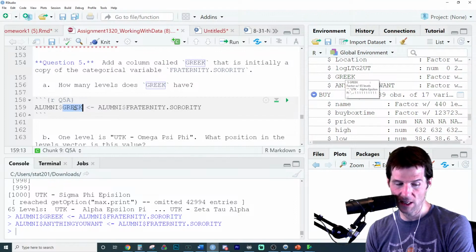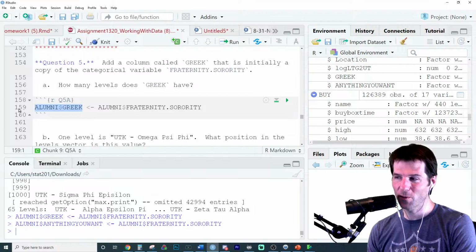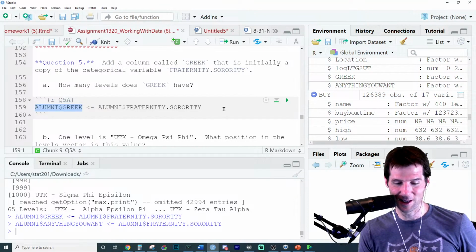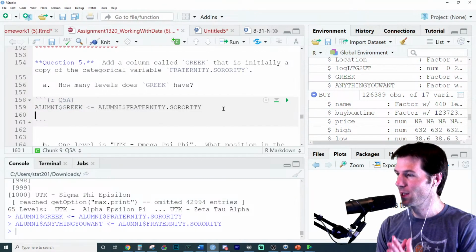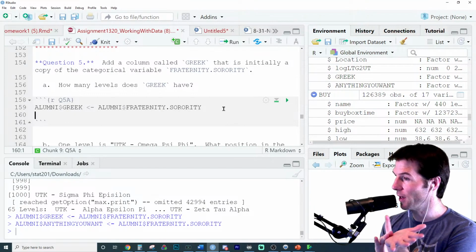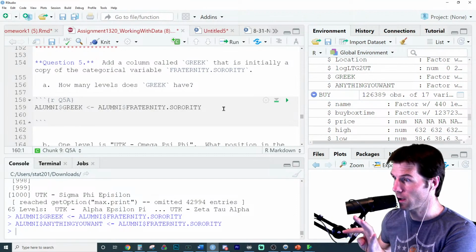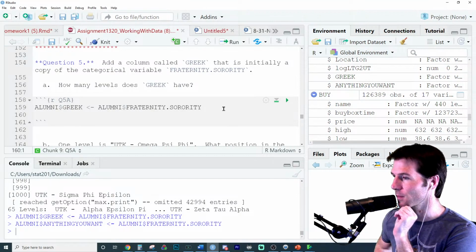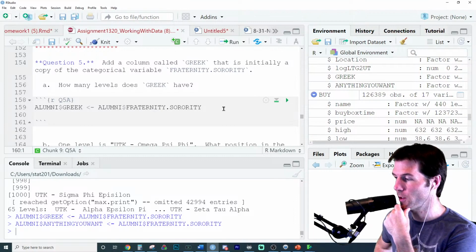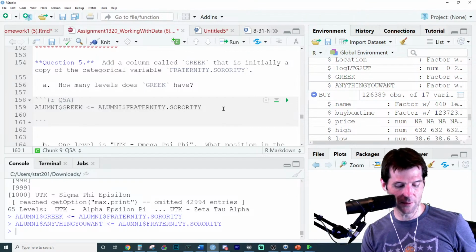How many levels does this have? Ooh, we were doing this earlier. 474 knows about this. I think it was Justin who was doing this. Now we want to go to the levels vector and get the what of the levels vector.